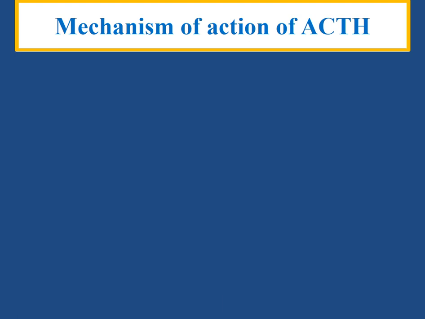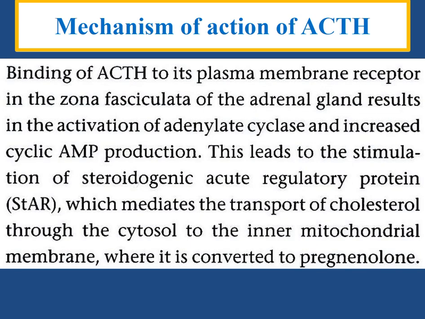Mechanism of action of ACTH. Binding of ACTH to its plasma membrane receptor in the zona fasciculata of the adrenal gland results in the activation of adenylyl cyclase and increased cyclic AMP production. This leads to the stimulation of the steroidogenic acute regulatory protein, StAR protein, which mediates the transport of cholesterol through the cytosol to the inner mitochondrial membrane, where it is converted to pregnenolone.